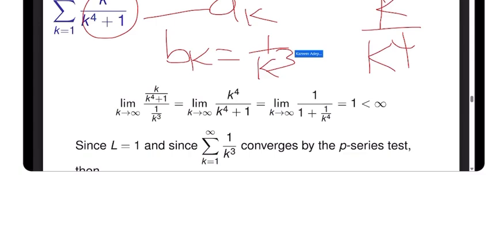Can you see the way I identify my b_k right now? Then I'm ready to go by the limit comparison test. That's what I'm doing here. The limit comparison test is going to be: I'm going to consider taking the limit as k tends to infinity of a_k divided by b_k.